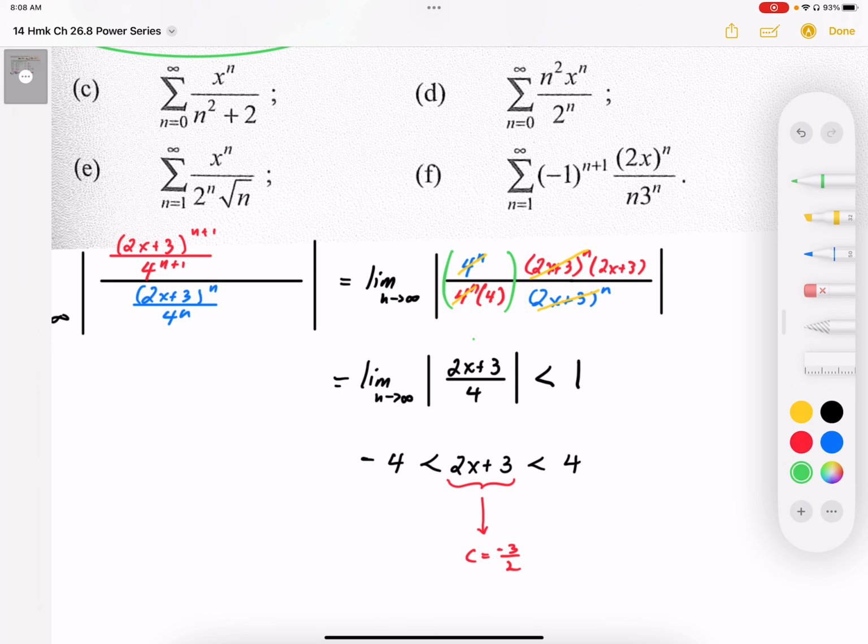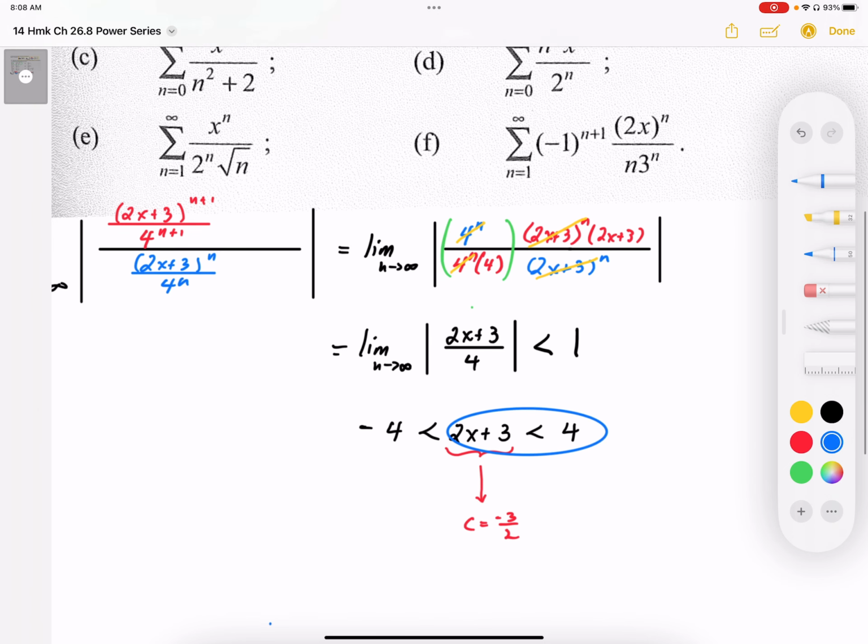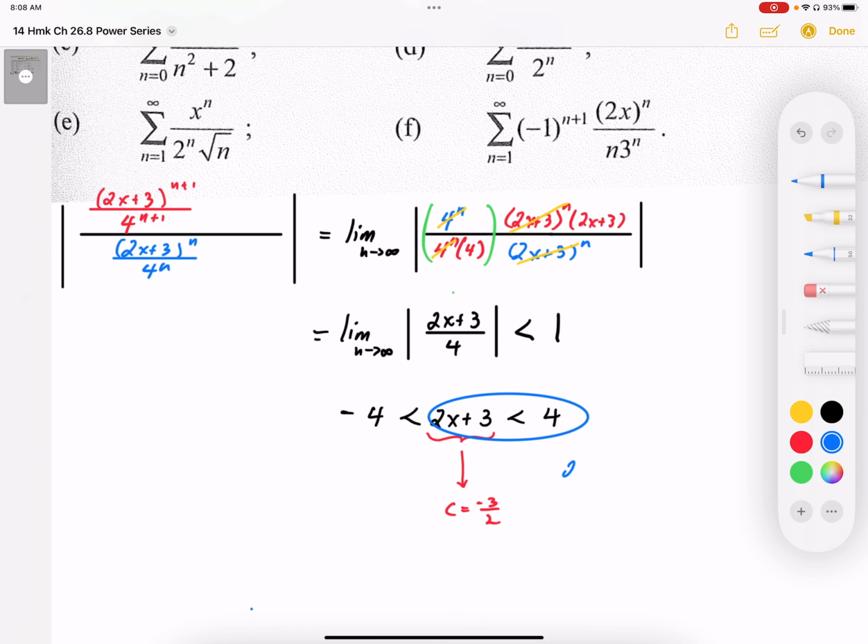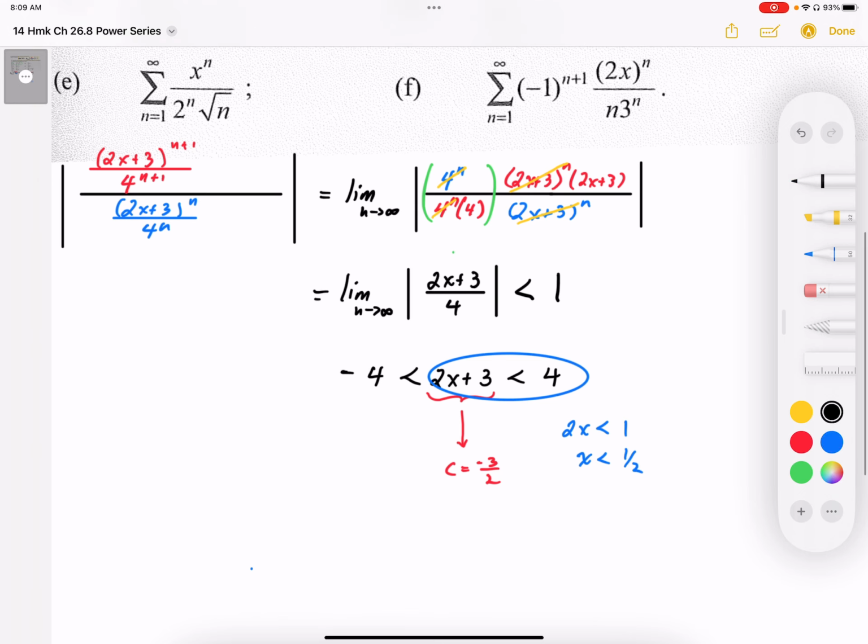So then solving, I'm going to solve my right edge. So I end up with 2x + 3, well, I'm going to subtract 3 from both sides. So I'm going to end up with 2x is less than 1. So x is less than 1/2. So that represents my right edge. So at this point, my interval is starting to look like this: x is less than 1/2.